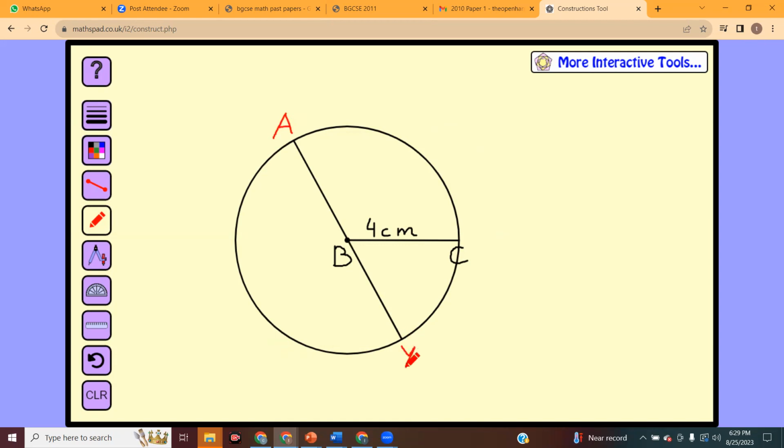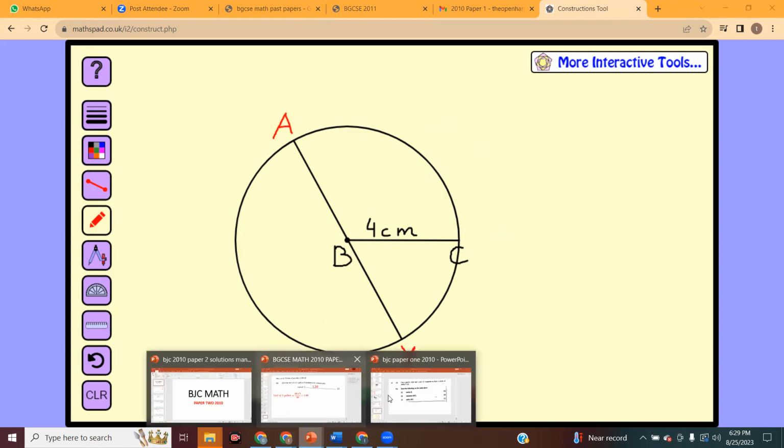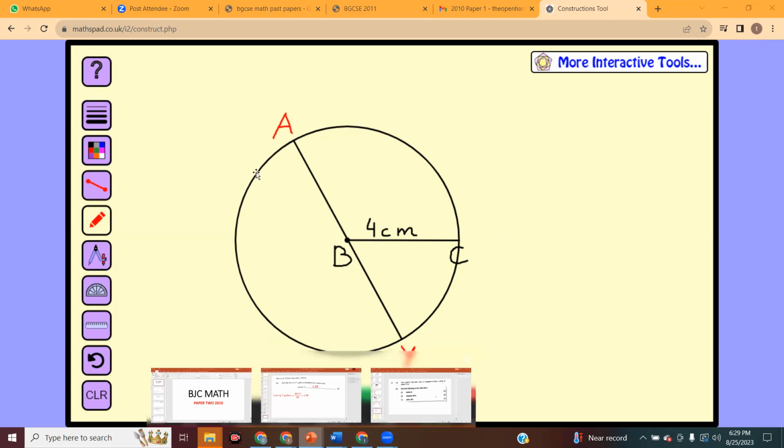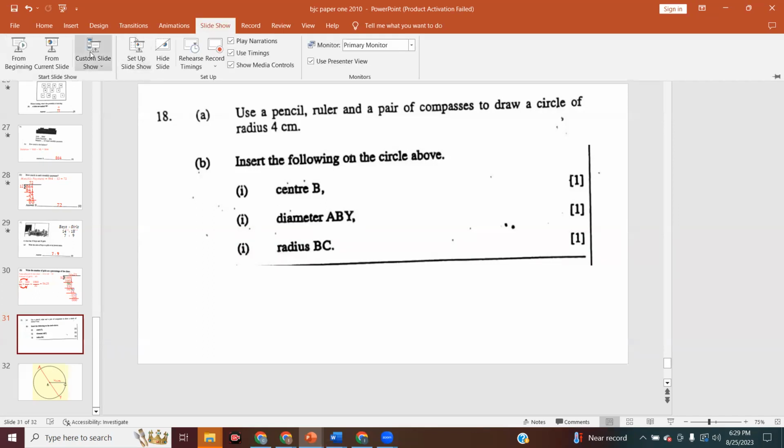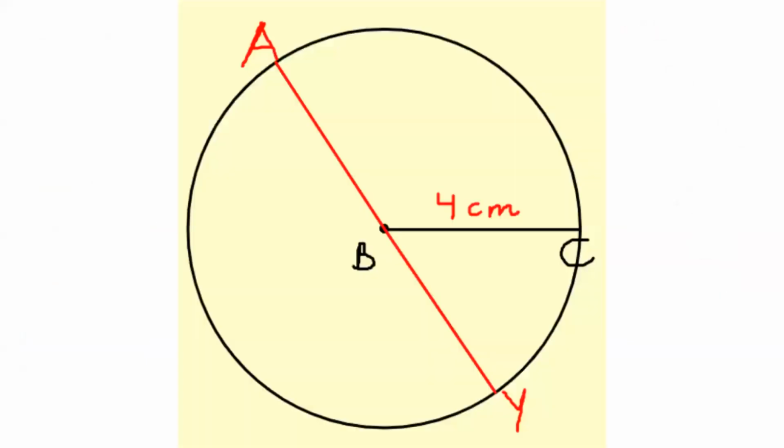And so what else do we need? What else does the question say? Let's go back to it. It says we want the center to be B. We did that. We want the diameter to be ABY. We want the radius. And so our completed image is this. We have a radius, which is 4 centimeters. BC is 4 centimeters. We have the center, which is B. And we have the diameter, which is ABY.